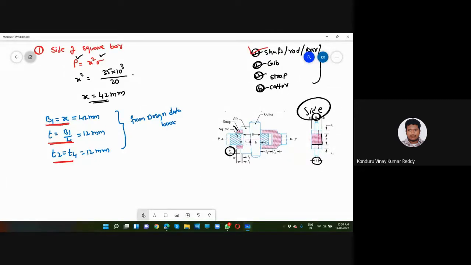Okay, this is from the first formula. Anyway, I have given all these values and how to find them in the design procedure of this particular problem.